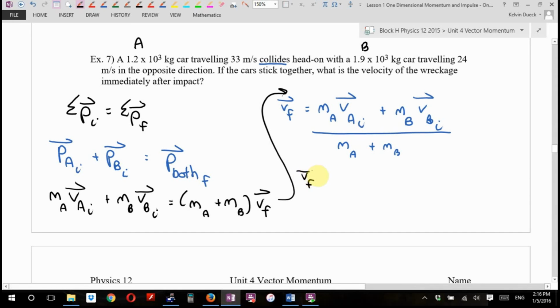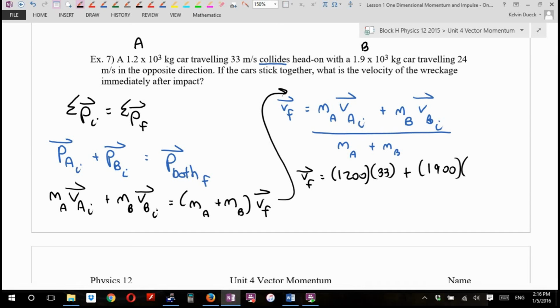All right, let's plug and chug. Dale, what's the mass of car A, my friend? 1.2 times 10 to the... I'm going to go 1,200 because it's less writing, but yes. Was there a little flash of light there or something like that? Yeah. Oh, you guys are hoping. I'm not. What's the velocity of car A? 33. Plus, what's the mass of car B? 1,900. What's the velocity of car B? Careful. Why negative 24?